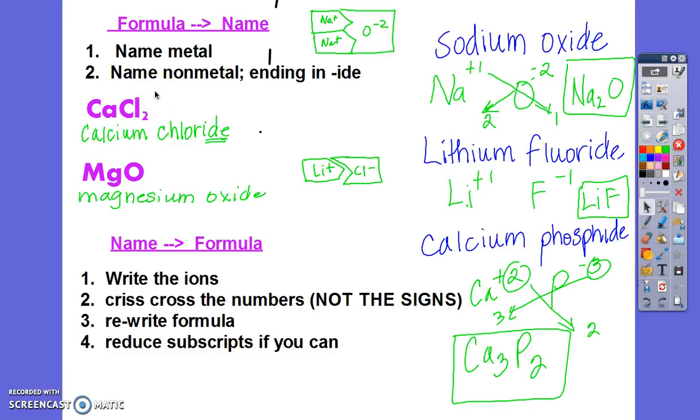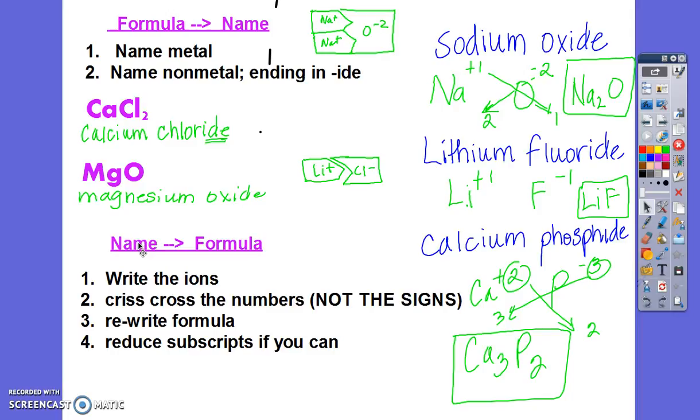This was the binary compounds that we looked at in our notes, and so we have two elements in every formula. You write the name, or if we gave you the name, you're writing the formula. So don't forget your steps. If we give you the formula, step 1, name the metal. Step 2, name the nonmetal.